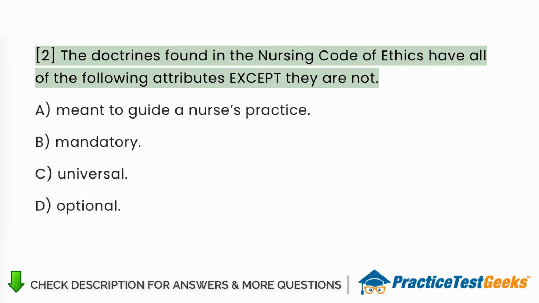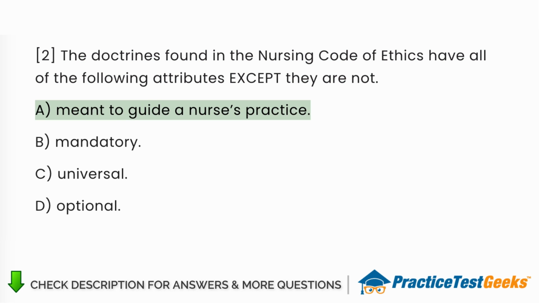The doctrines found in the Nursing Code of Ethics have all of the following attributes except they are not: A. Meant to guide a nurse's practice. B. Mandatory. C. Universal. D. Optional.